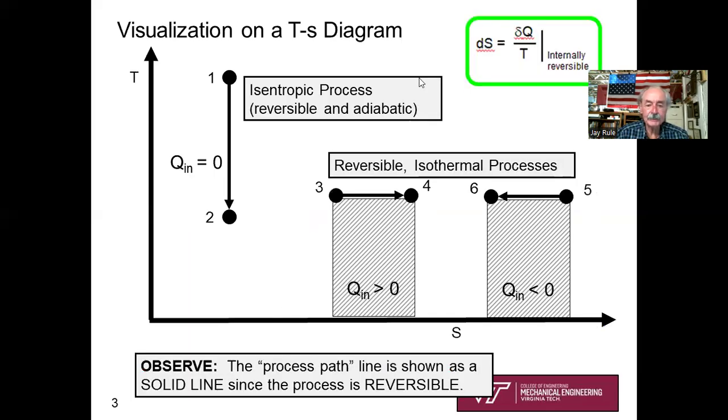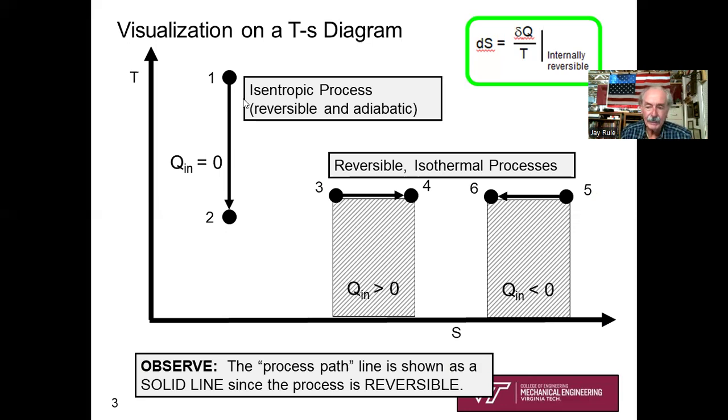Three examples for you. I've written down that fundamental ds is del Q over T. So what's the area under the curve for this isentropic process? It's 0, right? And so Qn is 0. It's a vertical line. Isentropic means constant entropy.